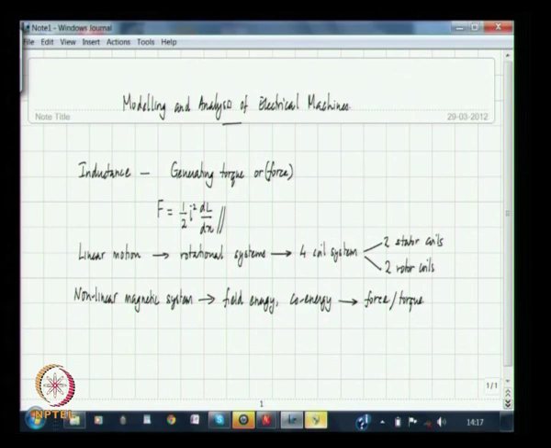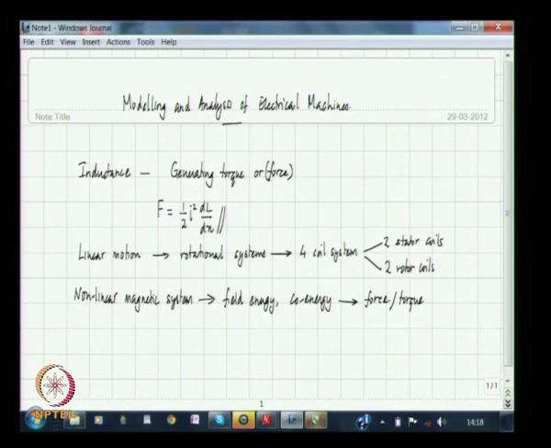But then by and large, in the machines that we encounter, one may note that the machines operate in the non-saturated region of the BH curve. In some cases they may operate in the saturated region of the BH curve, but for most analysis we have neglected the existence of iron going into deep saturation.